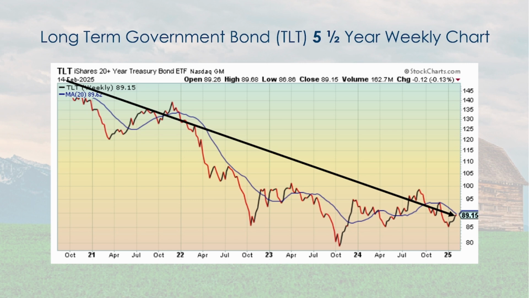Long-term government bonds, this is a 5.5-year chart. For bonds, there's a little tick up at the end, the last few weeks, where it's moving up. But the long-term view is bonds are still going down, and they're going down because interest rates and bond yields are moving up, or the perception is they're going to be moving up. So sometimes investors get ahead of that.